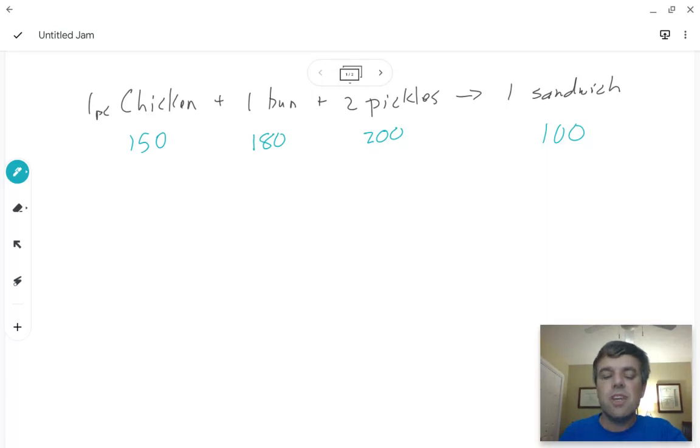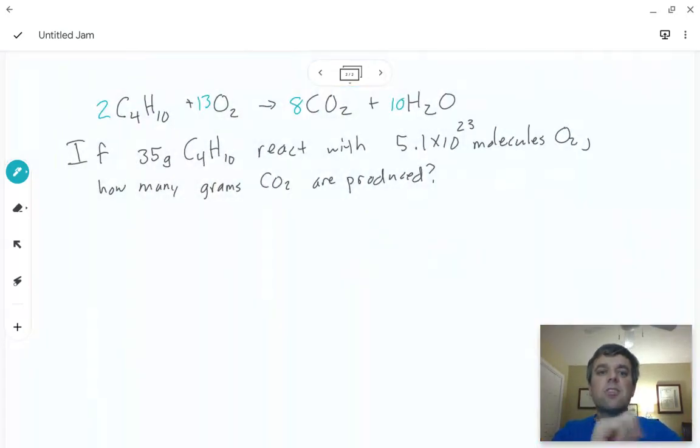Once you made 100 sandwiches, you are out of pickles. Pickles are the limiting reactant, and so you stop at 100 sandwiches. Because Chick-fil-A would never dare to serve their chicken sandwiches without those 2 pickles on it. They're essential. So let's take a look at a chemical reaction and a sample problem.